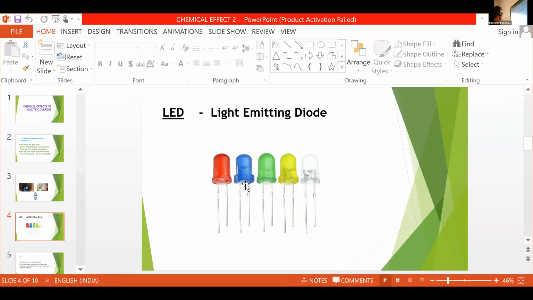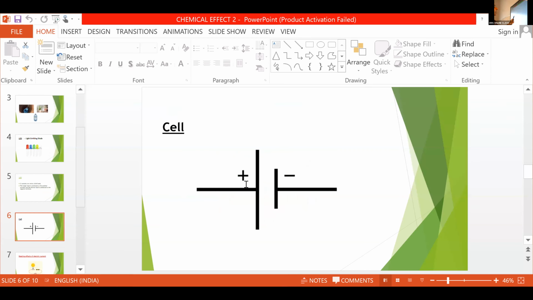Okay, then when we connect this to a battery or a cell, which lead is connected to the positive side, the smaller one or the bigger one? Bigger one. Very good. So the bigger one is connected to the positive side and the smaller lead is connected to the negative side. In a cell also, one is a big line and another one is a small line, the positive and negative sides.